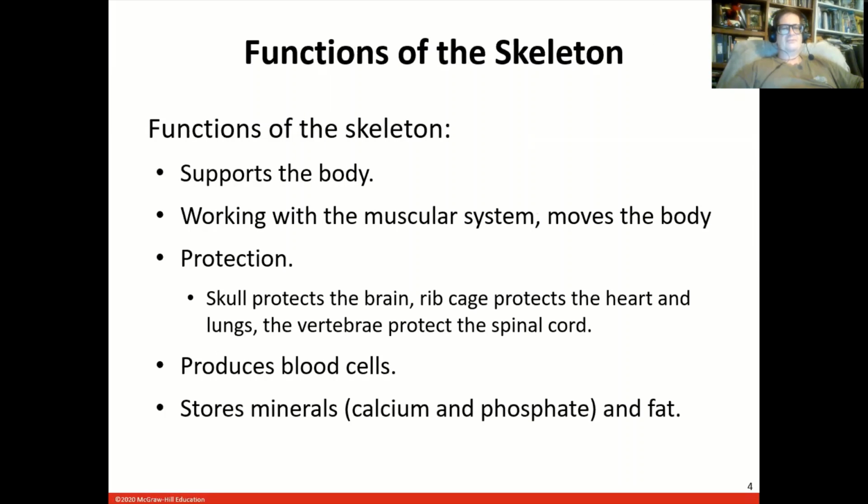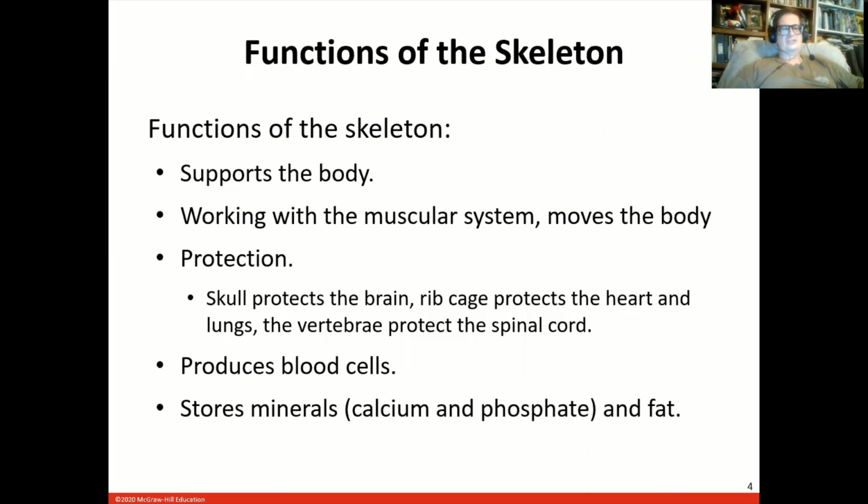All right, we're going over the functions of the skeleton. It supports the body. What we're talking about is your long bones are what your muscles are attached to. The bones of the skeleton are what hold you upright, okay? Or I should say the muscles hold you upright by pulling on the bones. Anyway, this also is how we move the body, muscles pulling on the bones.